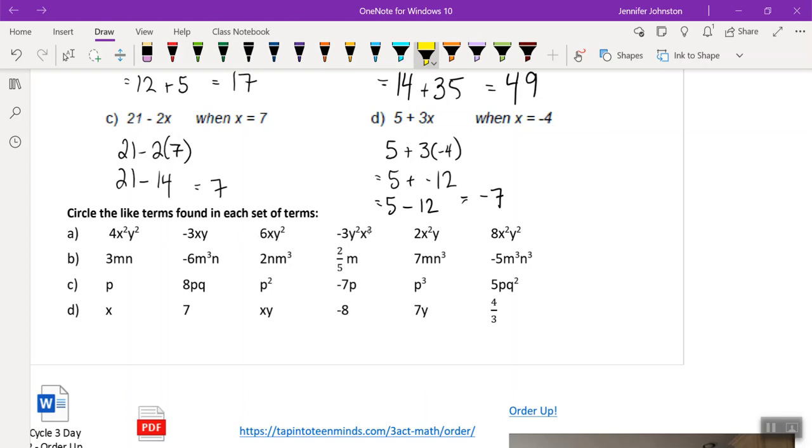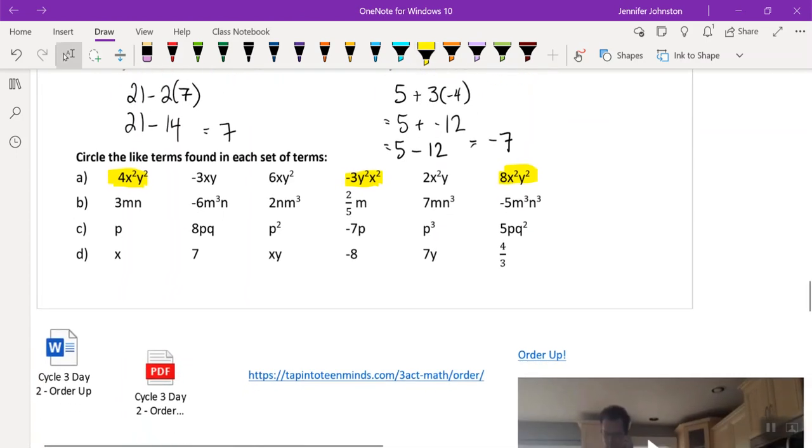What about 2 y's and 2 x's? Yeah, this one has 2 y's and 2 x's. Those can go together. What about here? Anybody else can go together? Yeah, it looks like this one also has 2 x's and 2 y's as well. All right.